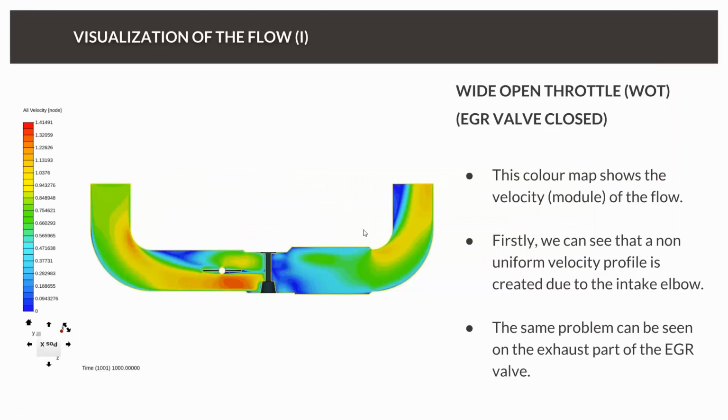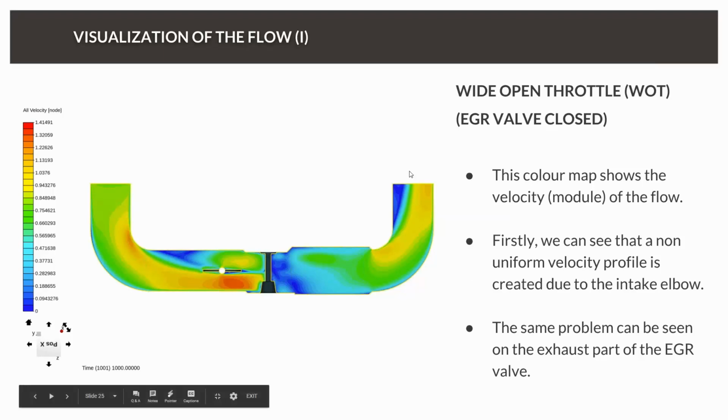First of all, let's take a look at the wide open throttle operation point. So the EGR valve is actually closed. The color map here is representing the velocity field of the flow, and we can observe two things at first view. First, we have two kinds of flow separations. One is on the inlet side, the intake side where the flow is coming in. It's due to the elbow. We have a non-uniform flow profile, and we have the same at the exhaust part of the EGR, which is going to the intake.